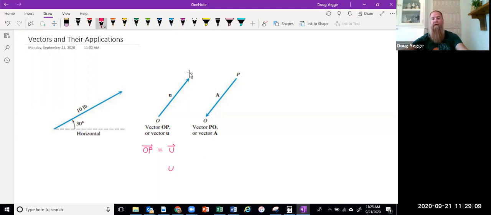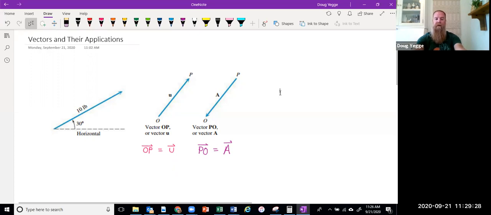And this next one, we could see that this is referred to as the vector PO. The reason is because it has its initial point at P and its terminal point at O. So the way that we would write that would be vector A or vector PO.